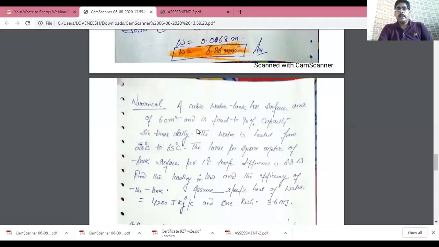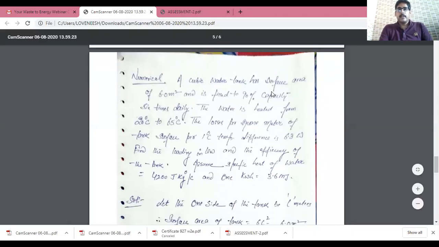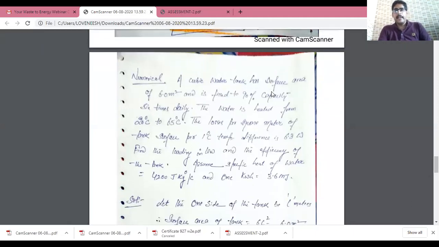So coming quickly to the third numerical, this numerical is again a heating element numerical, but it is not based upon the heating element design. You have to calculate here the efficiency. So what does this numerical say?